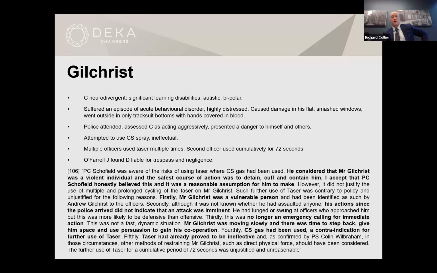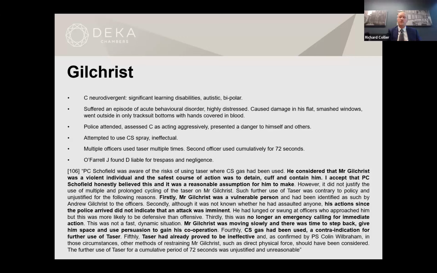Fourth, CS spray had already been used ineffectually, but that's a contraindication for the further use of taser because it increases the risk of injury. So that's something to bear in mind, that if the taser officer or another officer has already used CS or Parva spray, they will probably then have to go somewhat greater a distance to explaining why the subsequent use of taser was justified.